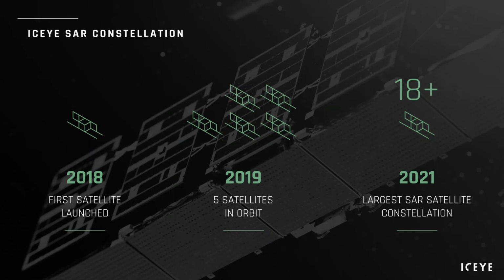And one part of making that happen is launching the satellites. In 2018, we had our first launch. In 2019, we already had 5 satellites in orbit, and the first baseline constellation that we are building consists of 18 satellites, which we're looking to complete during 2021 forward.